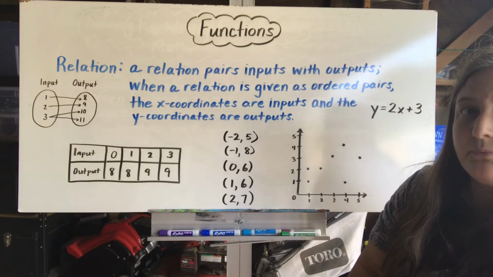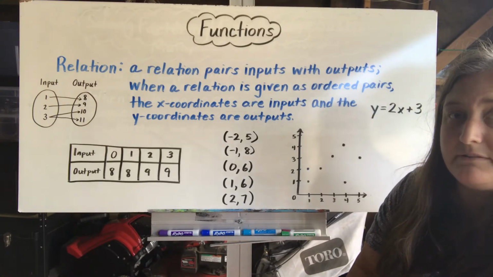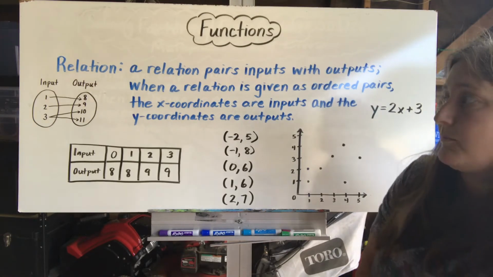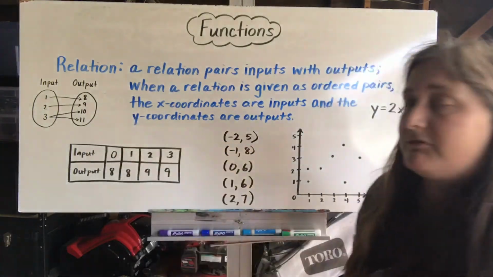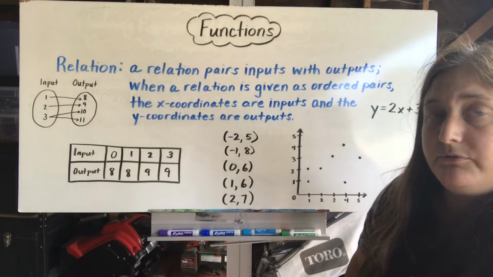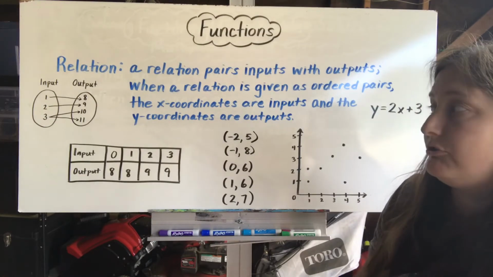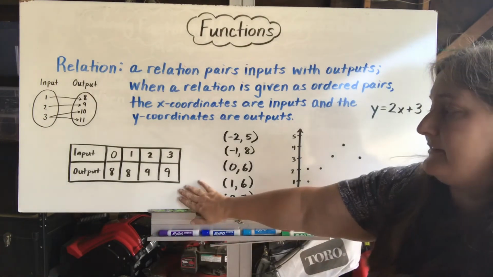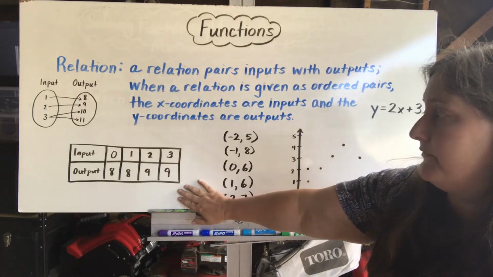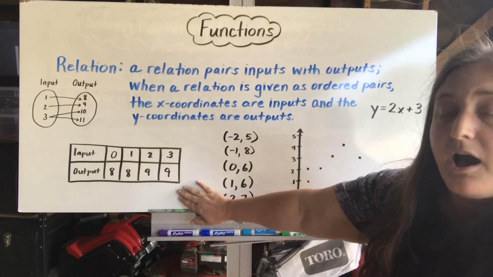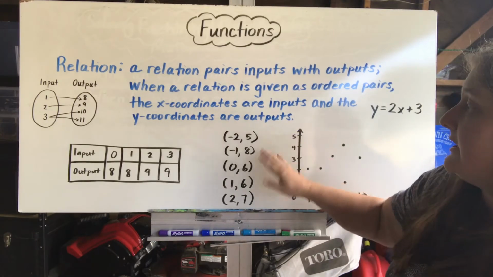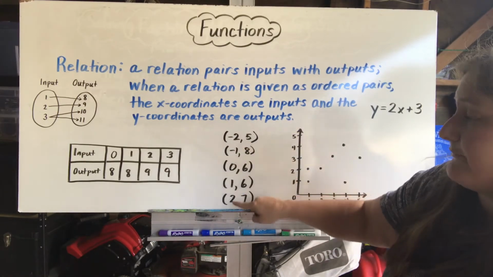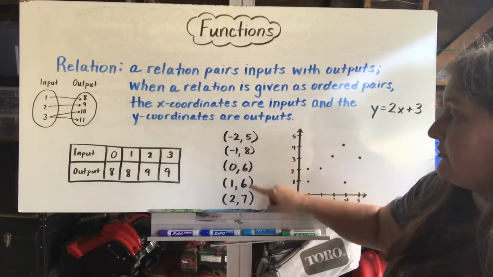So there's a bunch of different ways that we can represent relations, since basically it's pairing your inputs and outputs. One way that we might see a relation is as a mapping diagram, where we've got a circle of inputs and outputs and arrows that take you from the input to the output. We could have them in a table like this, where we have a row of inputs and outputs, or it could be columns of inputs and outputs. As ordered pairs, like already stated, in this case, your x value, your first value is your input, and the second one is your output.